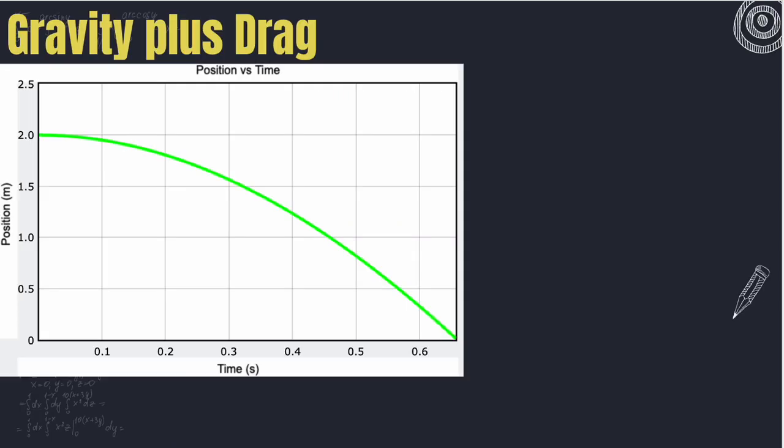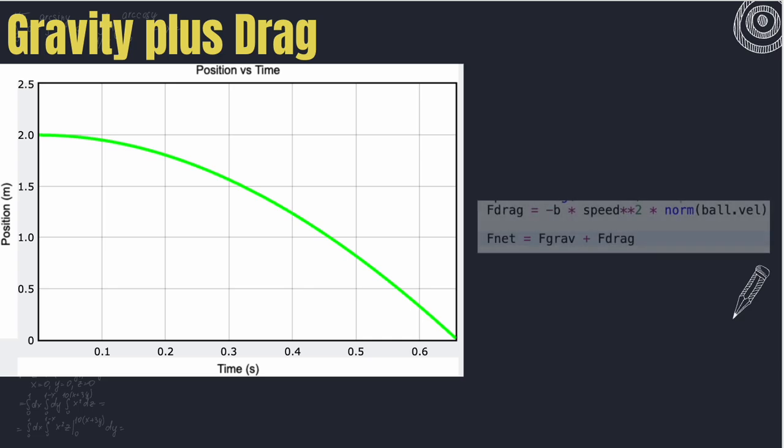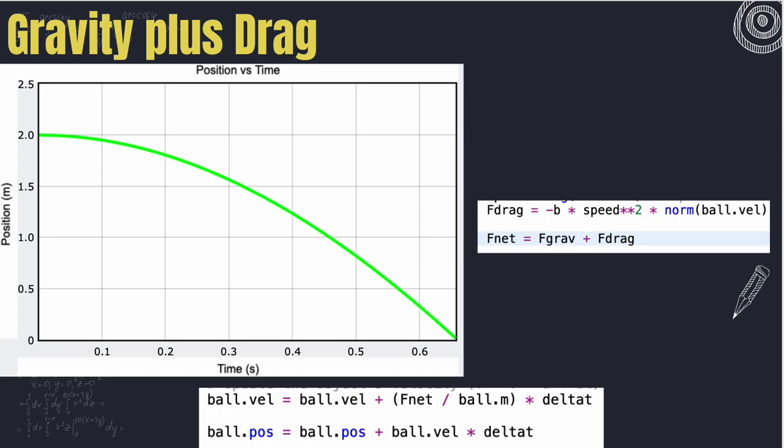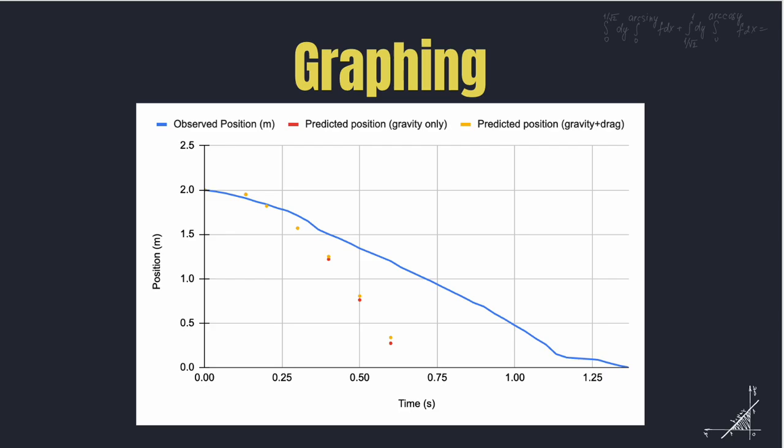The gravity plus drag model included a drag force proportional to the square of the speed, which is more realistic for objects in the air. These were the parameters I included to implement drag into my gravitational computation. I then adjusted the velocity and position calculations to the code shown, where b is the drag coefficient.